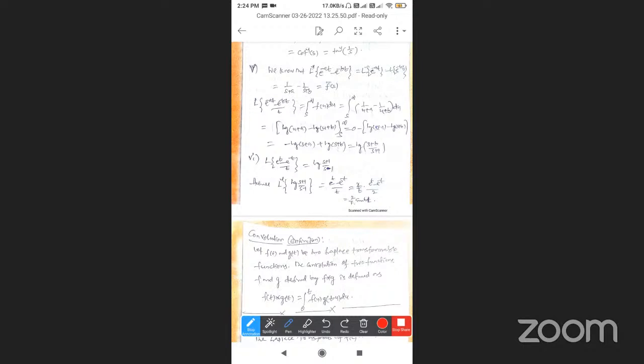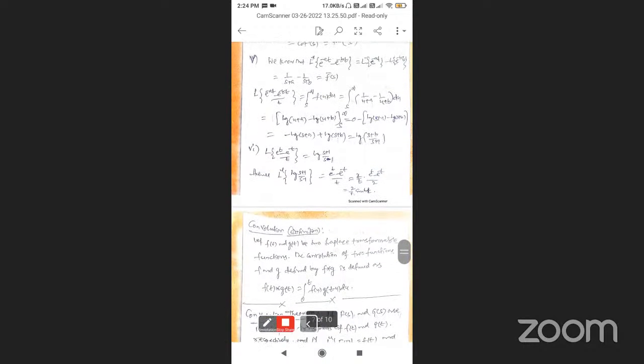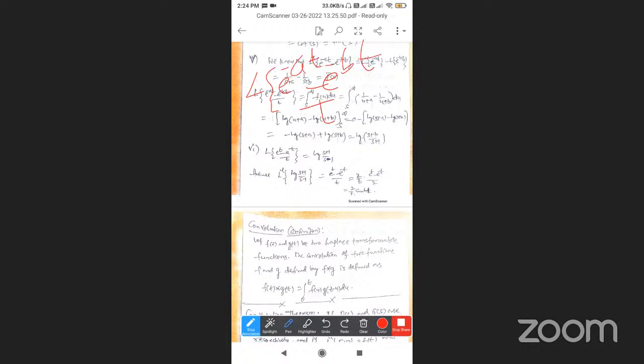Application in the sixth. This is the fifth problem. The question asks: the Laplace transform of (e power of minus at minus e power of minus bt) by t is equal to, answer is the logarithm of (s plus b) by (s plus a).